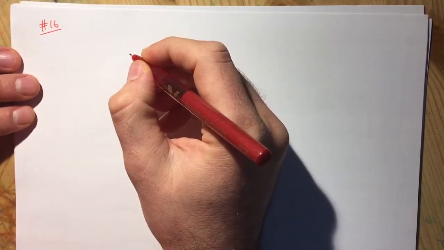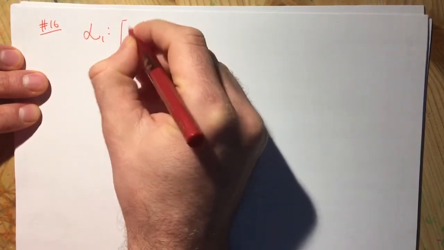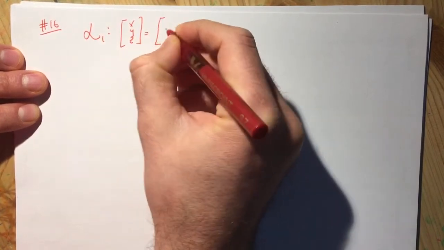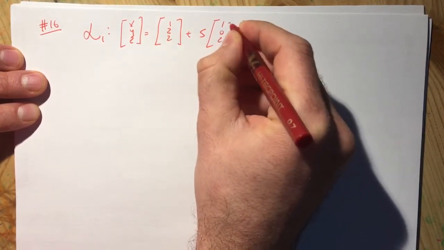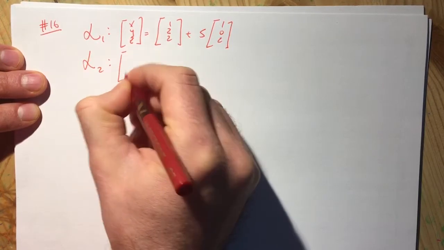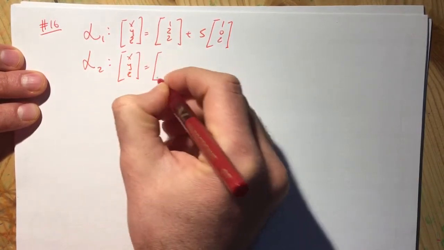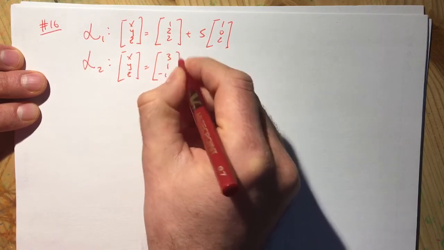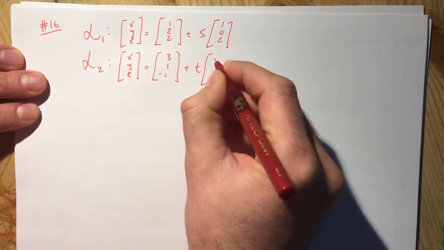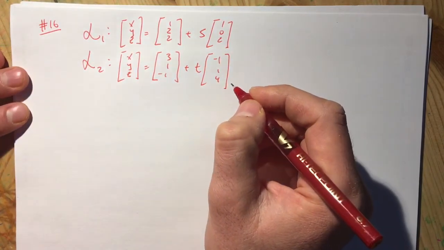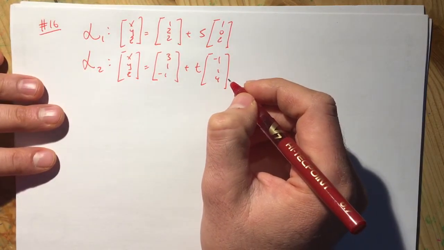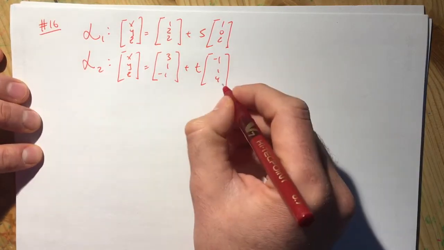Okay, question 16. So we have 2 lines, L1: X, Y, Z is equal to 1, 2, 2 plus S times 1, 0, 2, and the line L2: X, Y, Z is equal to 3, 1, negative 1 plus T times negative 1, 1, 4. Okay, so you need the normal equation of the plane that contains L1 and is parallel to L2.